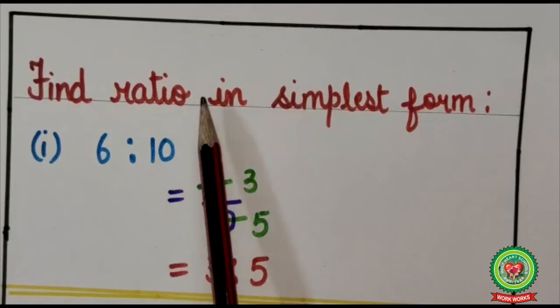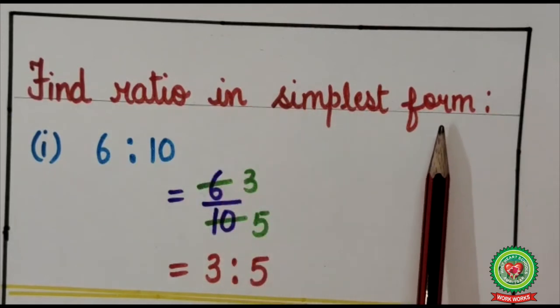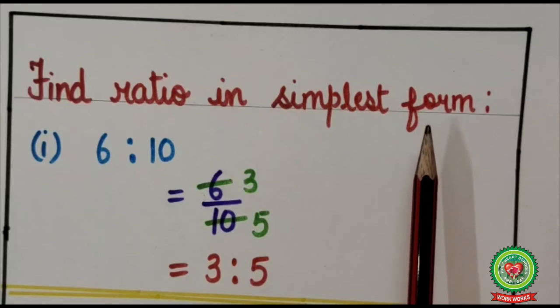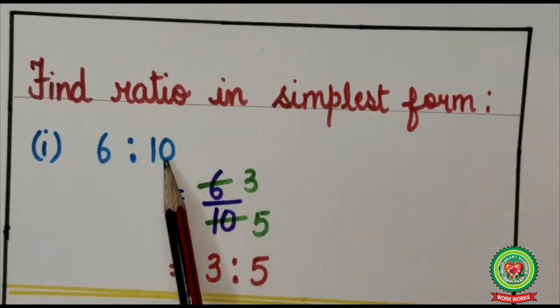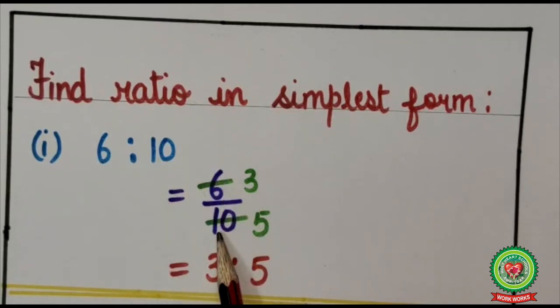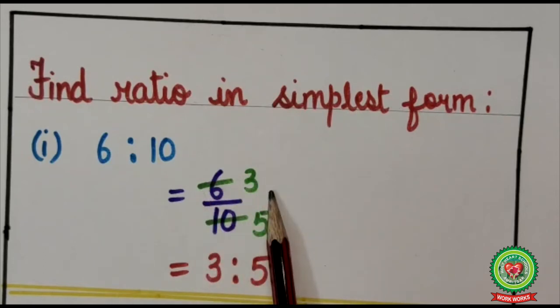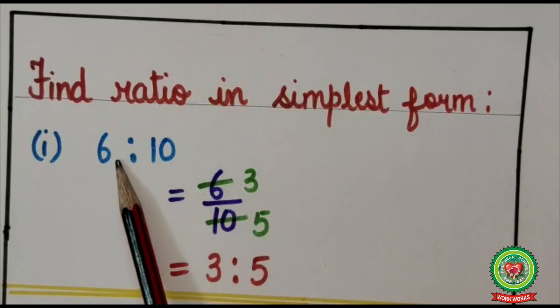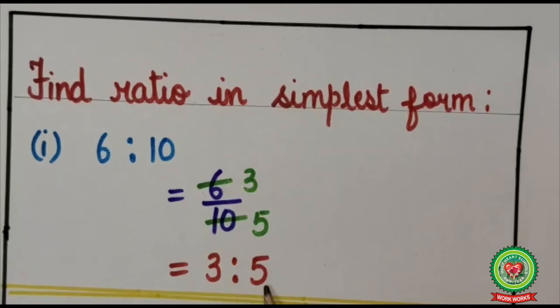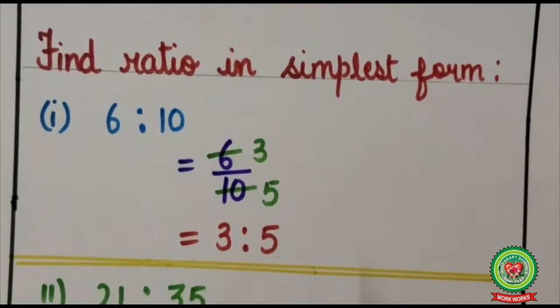Here we have to find the ratio in simplest form. Simplest form means cutting. The first example is 6:10. We can write it as 6/10. Now we will check in which common table both these numbers come. Here 2 threes are 6, 2 fives are 10. So here the answer is 3/5. As the question is given in ratios, the answer should also be in ratio. Therefore, it will be 3:5.